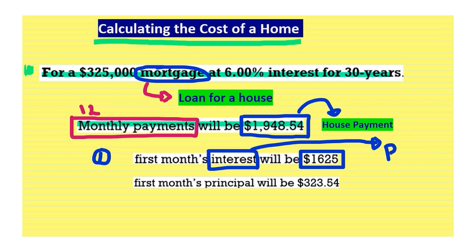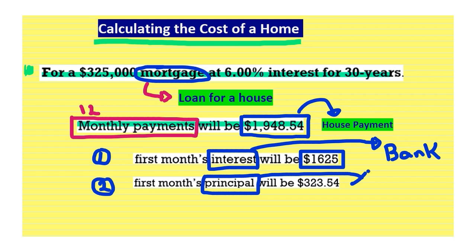So the interest is not going to go to your house loan. The interest is going to go to the bank. That's how they make their money. That's how they can lend other people money. So the second pot that your house payment is going to be allotted to is going to be the principal. The principal is the part of your house payment that is going to actually pay on your loan. It's called a principal payment, and it's going toward your principal loan or the beginning amount of your loan.